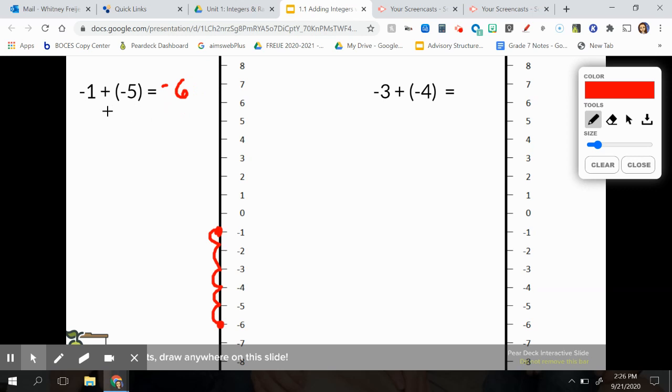And here again, you can see that I had 1 plus 5 is 6, and a negative plus a negative is a negative. And I can also see that here on my number line. Here's another example, -3, and we're adding to it a -4. So I'm going to go -1, -2, -3, -4, and I end on the number line at -7. And you can see that same rule holds true here. 3 plus 4 is 7. A negative plus a negative is a negative.